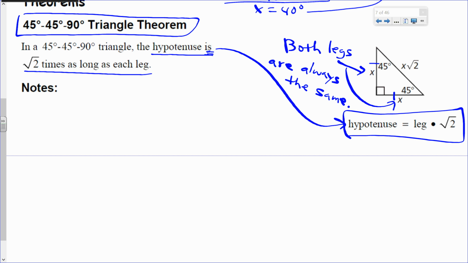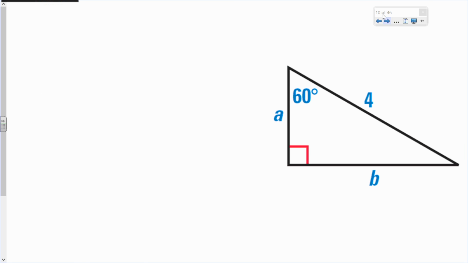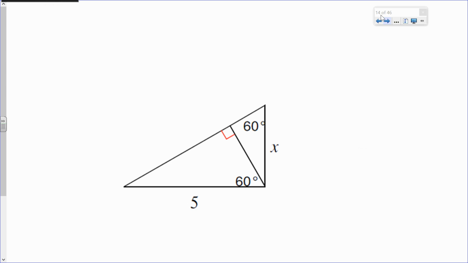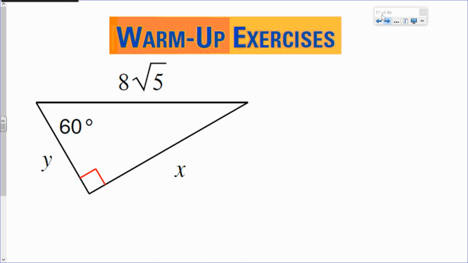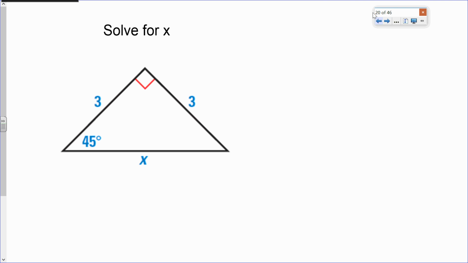On this note section, I'm going to do one example, and you're going to copy it down. I'm going to use this 45, 45, 90 theorem to solve one problem. Here we go. Here's where I want you to put it on that first note area. All right, solve for x and copy this down in your notes section.